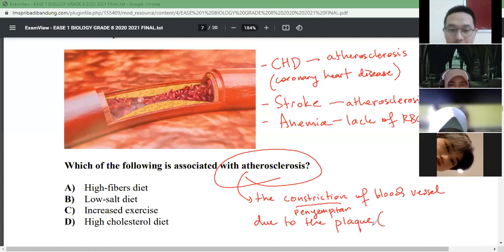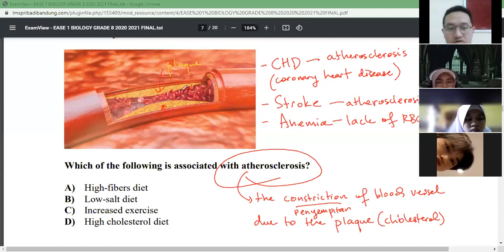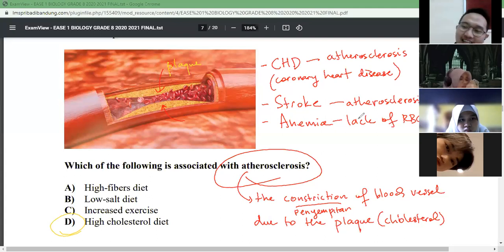Okay, the plaque here actually comes from cholesterol. You see here in the picture, right? The yellow one. This one is the plaque, due to a high cholesterol diet. When people eat too much cholesterol, for example from junk food, I mean fast food, from pizza, hamburger, and French fries, gorengan, bala-bala, dan sebagainya, it will lead to atherosclerosis that may lead to CHD and stroke.